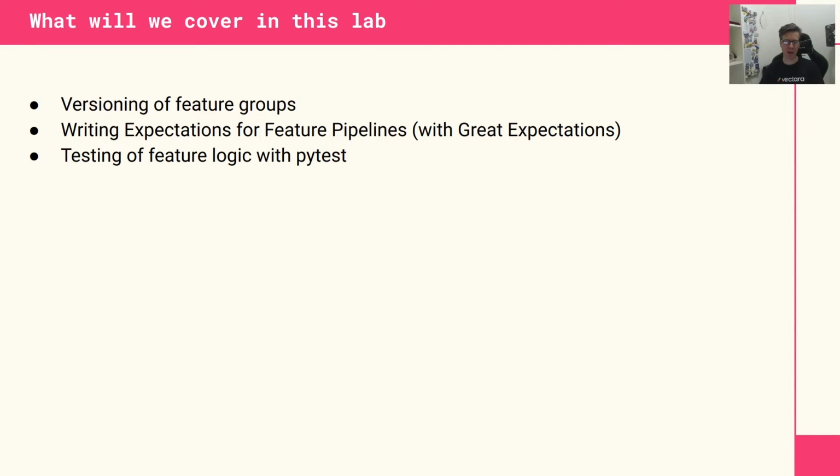We're also going to look at how we validate data in feature pipelines using Great Expectations. So we're going to look at some validation rules for Great Expectations and add it to our credit card fraud example. And then finally, we're going to finish with testing of feature logic and feature pipelines with PyTest.